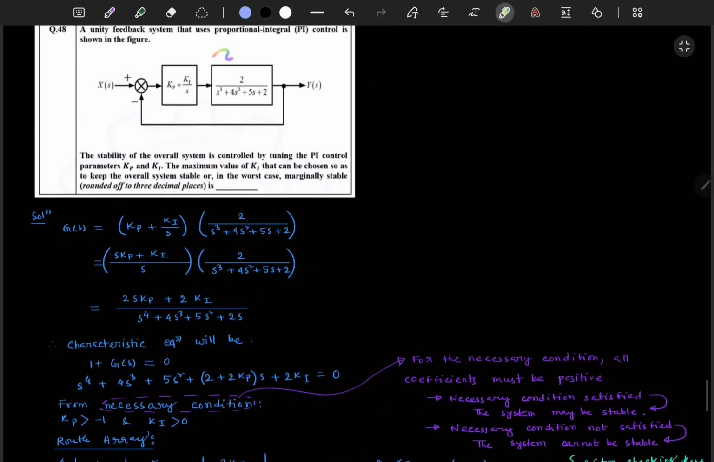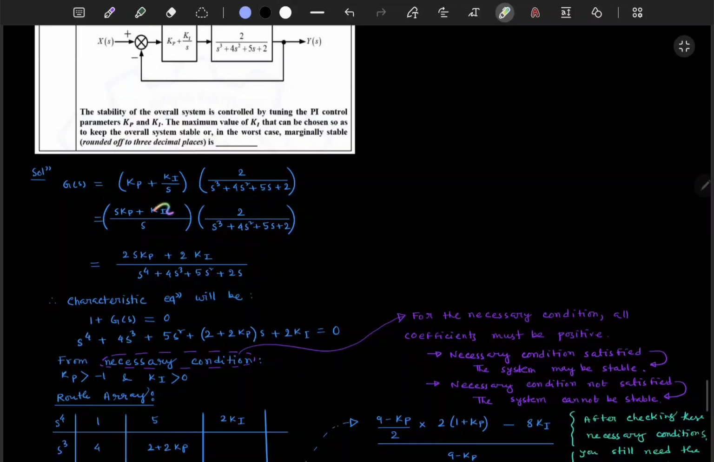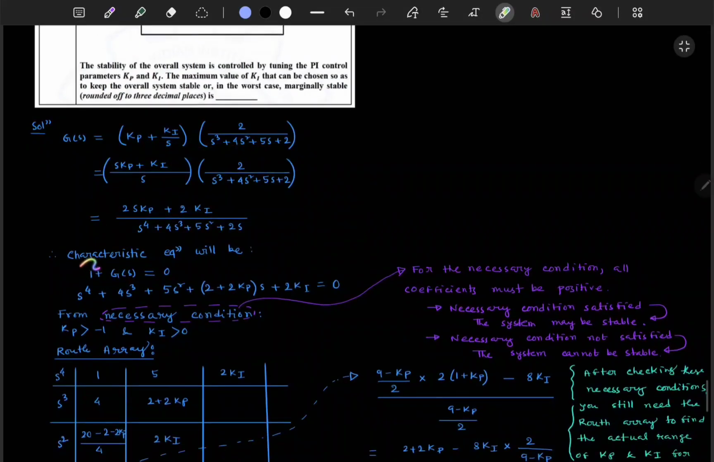So G(s) is the multiplication of this, and it is unit feedback. Okay, so multiplying, you can get this. The characteristic equation will be 1 plus G(s) equal to this.